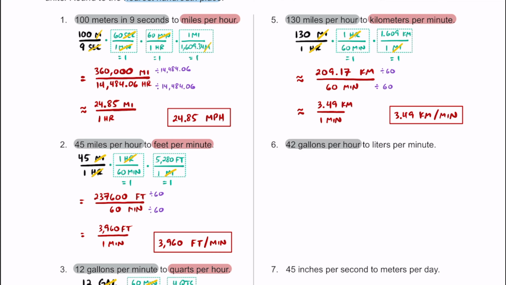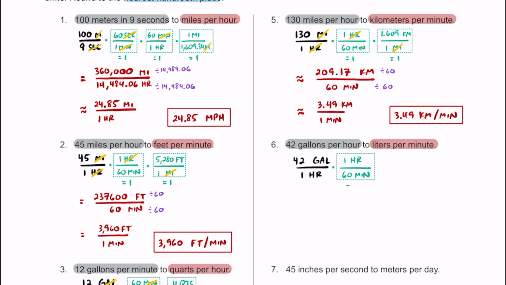For number 6, let's start off with 42 of these gallons per hour. So 42, I'm going to use GAL to abbreviate gallons. That's per 1 hour. I'm going to put 1 hour on the bottom here. And let's start multiplying it by some unit conversions to get this into liters per minute. Okay, so let's start with time first. So hours into minutes, not too bad. Let's go ahead and put 1 hour on top and put the 60 minutes on bottom.